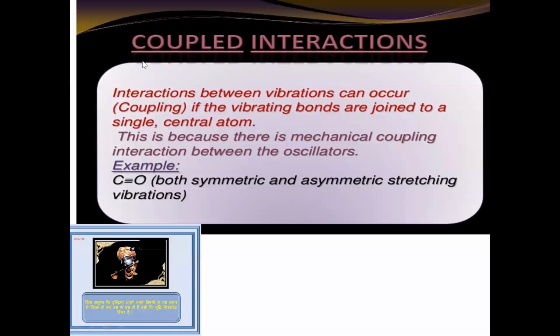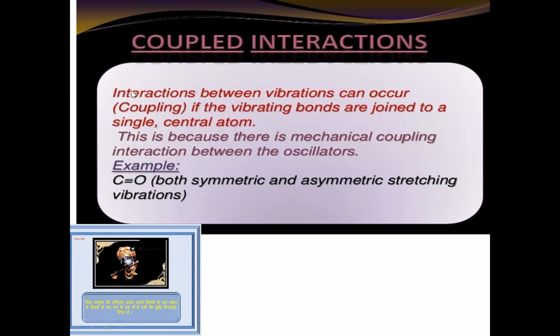So first of all, you can see the coupled interaction. What is the coupled interaction? Interaction between vibrations can occur in vibrating bonds joined to a single central atom. This is because there is a mechanical coupling interaction between the oscillators. The best example is carbonyl, in which both symmetric and asymmetric stretching vibrations are present. So it is the coupled interaction.